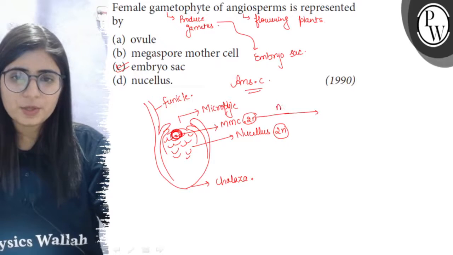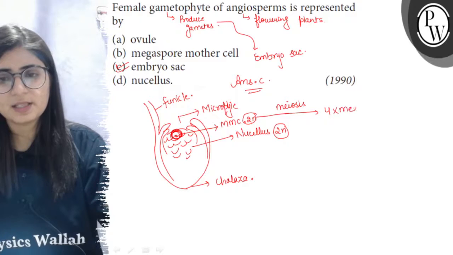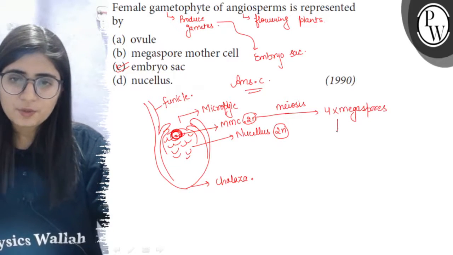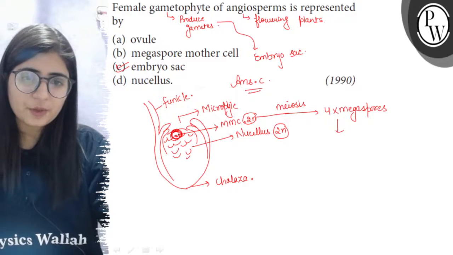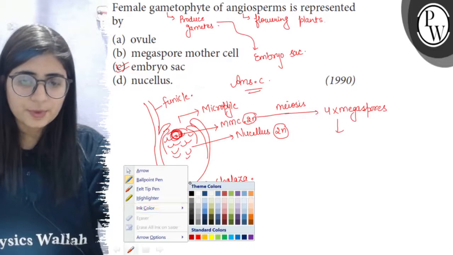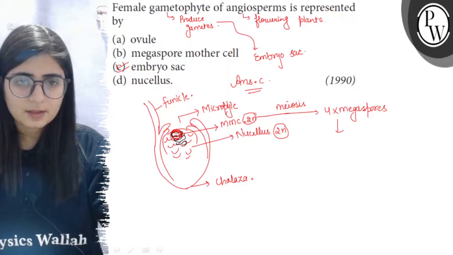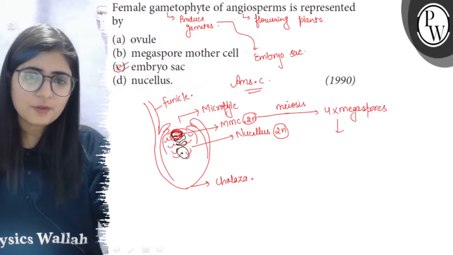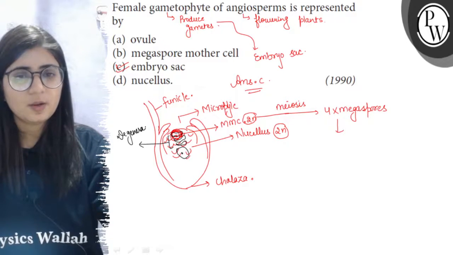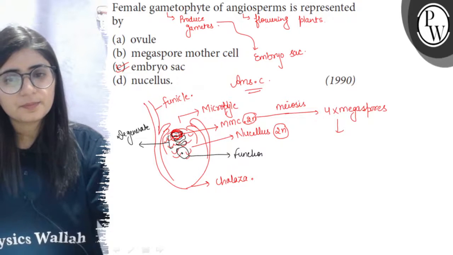It undergoes meiosis, and after meiosis it produces 4 haploid cells, and these haploid cells are known as the megaspores. Now out of these 4 megaspores, if we draw them, suppose these are the 4 megaspores. Out of these 4, the 3 towards the micropylar end degenerate, while the 1 remains functional. So this is the functional megaspore.